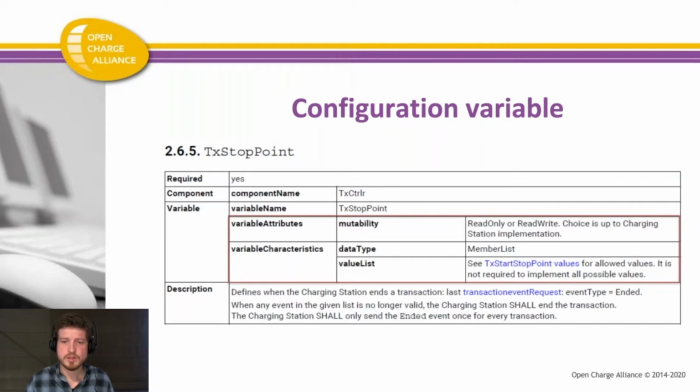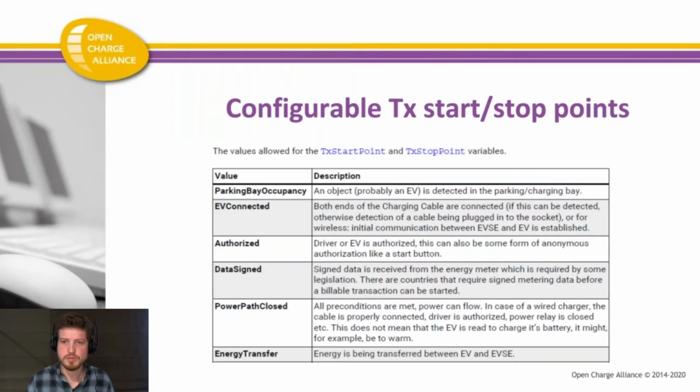If you look at the bottom value, so the value list, you can see that the charging station does not have to support all values. In this value list, it can report which values are supported, so the CSMS knows which values it can configure. So from this list, you can choose which values to support.